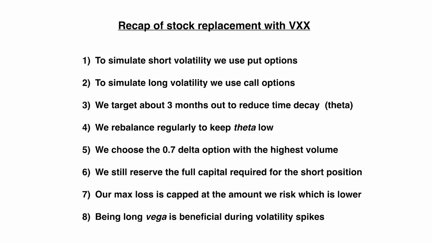We also typically trade around 0.7 delta options, and we need to choose strikes with significant volume. Although options do require far less capital, we still reserve the full short position value to keep the trade the desired size and risk. This means that our max loss is capped at our reduced capital outlay, making it safer, and we are vega positive, which provides additional insurance during large volatility spikes.